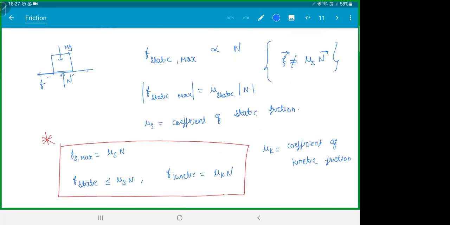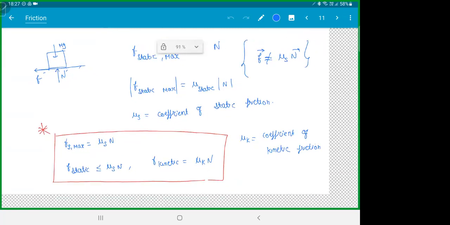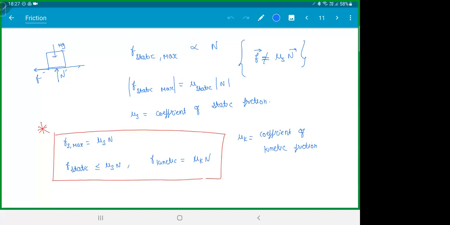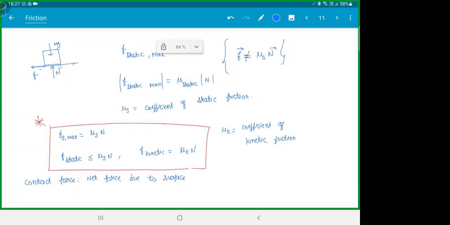Last class, I had to add something here. We have something called contact force. Contact force is the net force due to the surface. So here, what will be the net force due to the surface? N and F. So contact force will be root over N square plus F square.